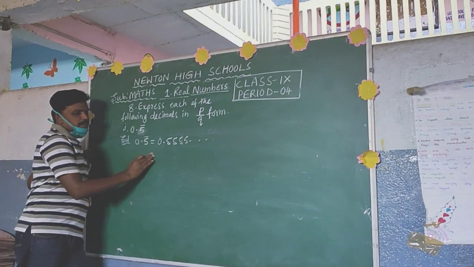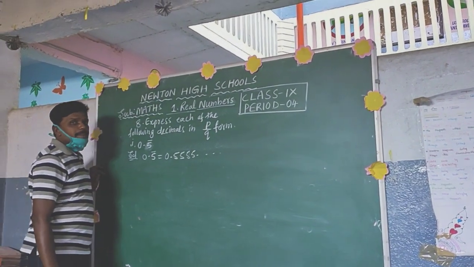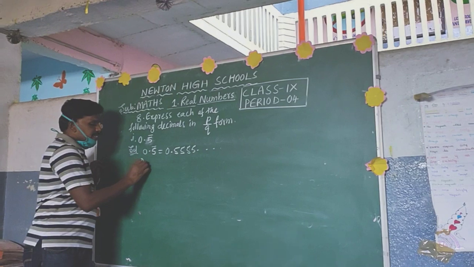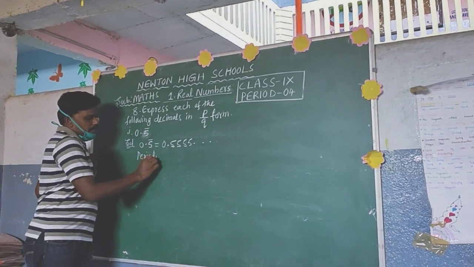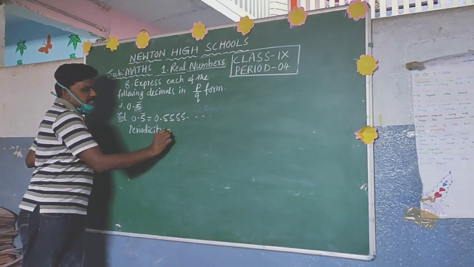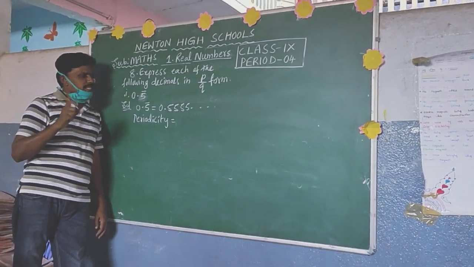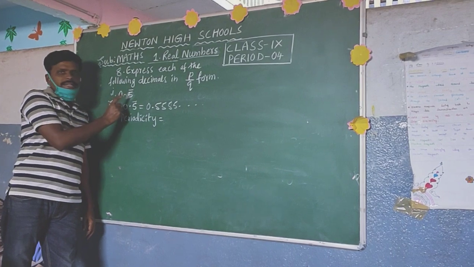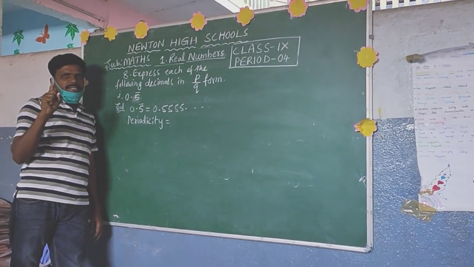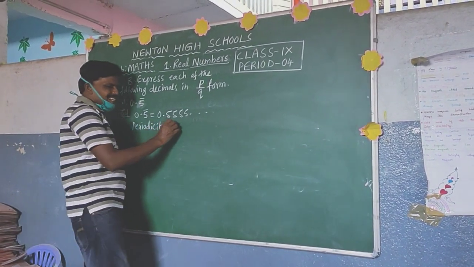So let us discuss periodicity. What is periodicity? Periodicity is nothing but the number of digits under the bar, the digits which have the bar. Suppose here, how many digits have the bar? Only one digit has the bar. So the periodicity is 1.